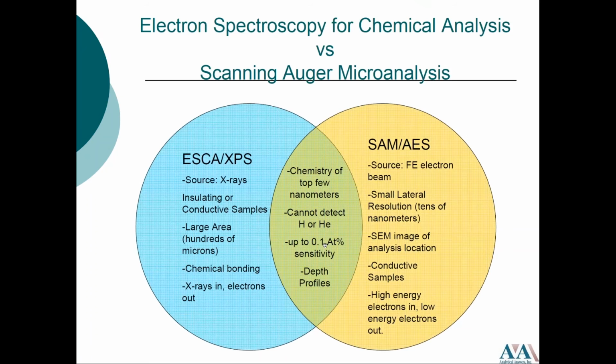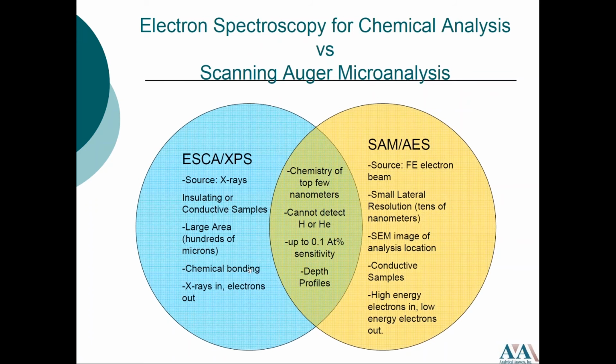So that was pretty fast, so I'll just go through really quickly the differences and the similarities between the two techniques. ESCA has an X-ray source, which allows us to look at both insulating and conductive samples. Because we're using X-rays as a source, we're able to look at a large area, hundreds of microns, but it also gives us the capability to understand chemical bonding of any material. So is carbon singly bonded to oxygen? Is it doubly bonded to oxygen? Is it bonded to fluorine? Slight shifts in the binding energy allow us to understand what's going on. So a quick way to remember ESCA: X-rays in, electrons out.